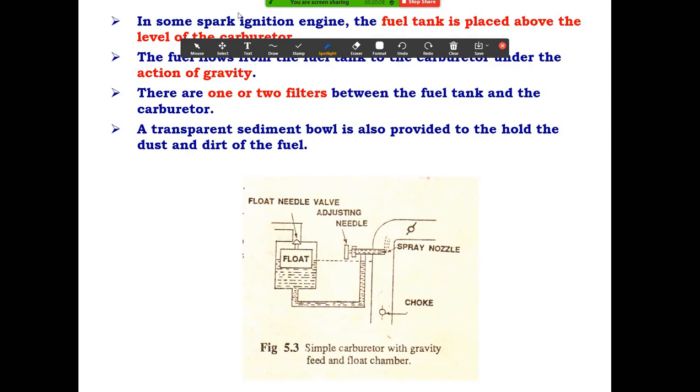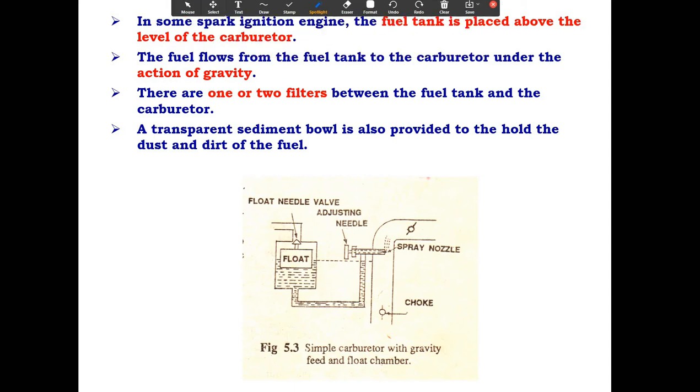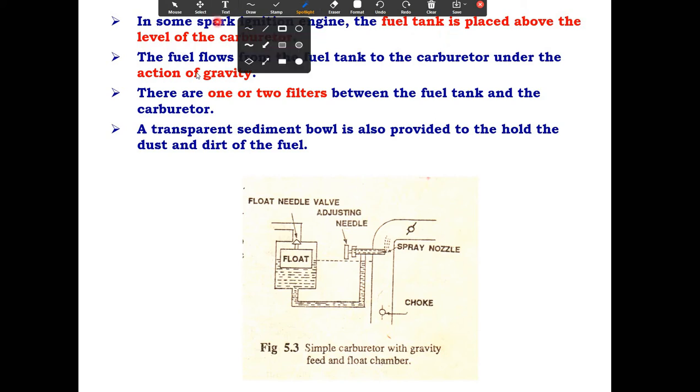so in some spark ignition engines, the fuel tank is placed above the level of the carburetor. So the fuel flows from the fuel tank to the carburetor under the action of gravity. And there are one or two filters between the fuel tank and the carburetor. And the transparent sediment bowl is also provided to hold the dust and dirt from the fuel.